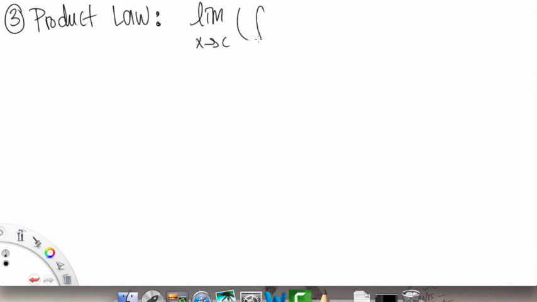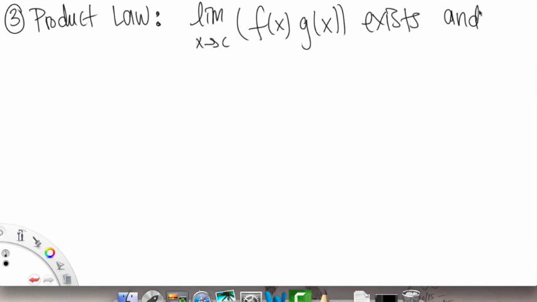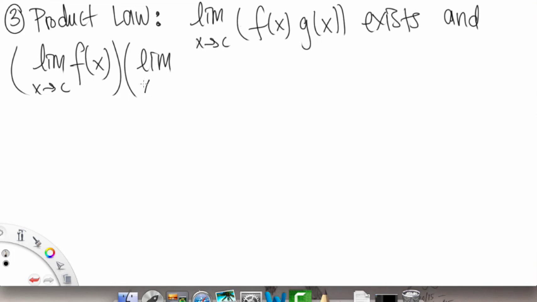So number 3 is called the product law. Okay? So just from the title, these are kind of self-explanatory, or they allude to what is going on from this law. So we're going to say that the limit as x approaches c of f of x times g of x exists, and as you might guess, kind of like what the sum law said, this exact limit up here is going to be equal to the limit of f of x times the limit as x approaches c of g of x. Okay?